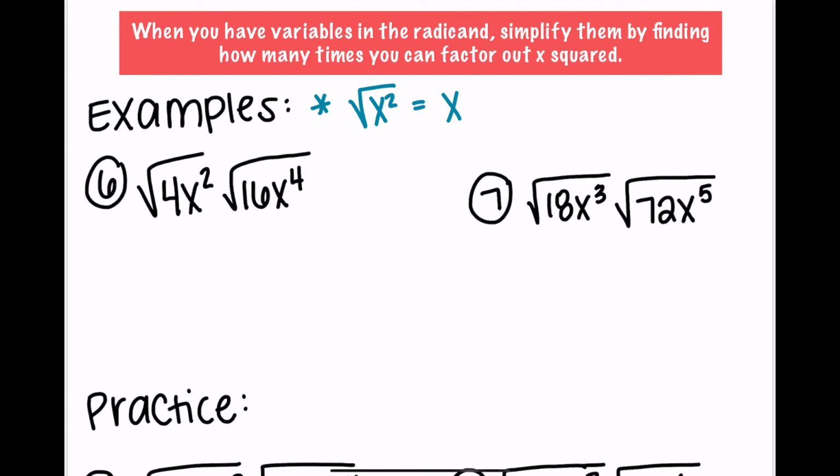So that means if you had the square root of x to the fourth, that means the square root of x squared times x squared. So you can pull out an x squared.